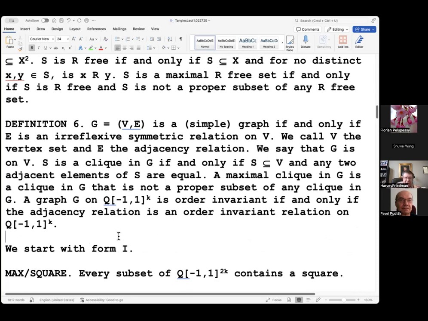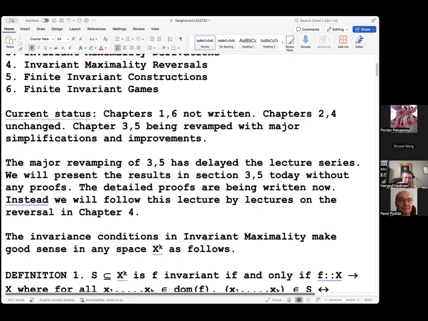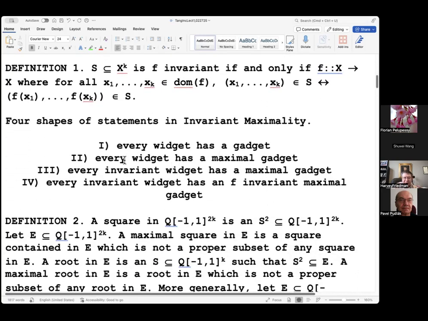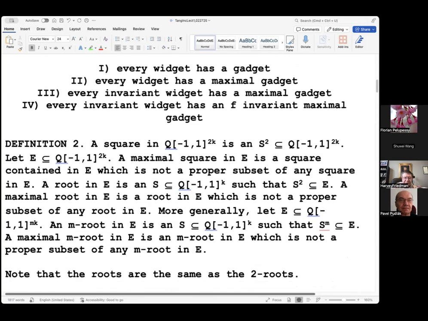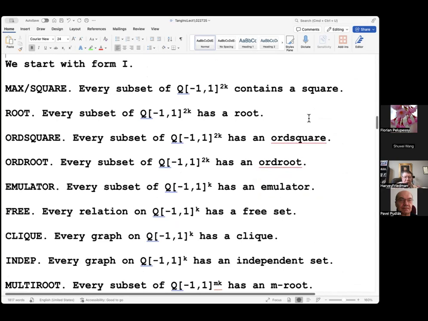Okay, and now we start. Remember we have these four forms. Every widget has a gadget, every widget has a maximal gadget, every invariant widget has a maximal gadget, and every invariant widget has an F invariant maximal gadget. So we have 9 forms. It used to be 7, and before that it was 5. Now it's 9 forms. There's one for every background and taste.